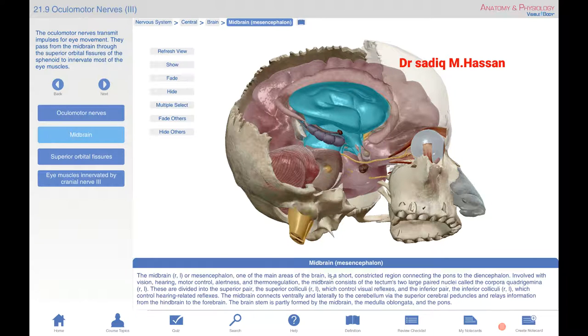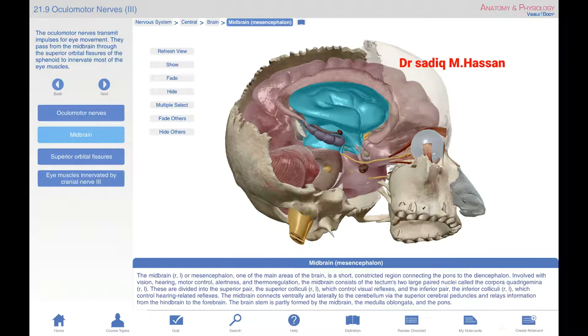The mesencephalon is subdivided into four structures, which we will see later. The midbrain consists of the tectum, two large paired nuclei, the corpora quadrigemina. These are subdivided into the superior pair, the superior colliculi, which control visual reflexes, and the inferior pair, the inferior colliculi, which control hearing-related reflexes.